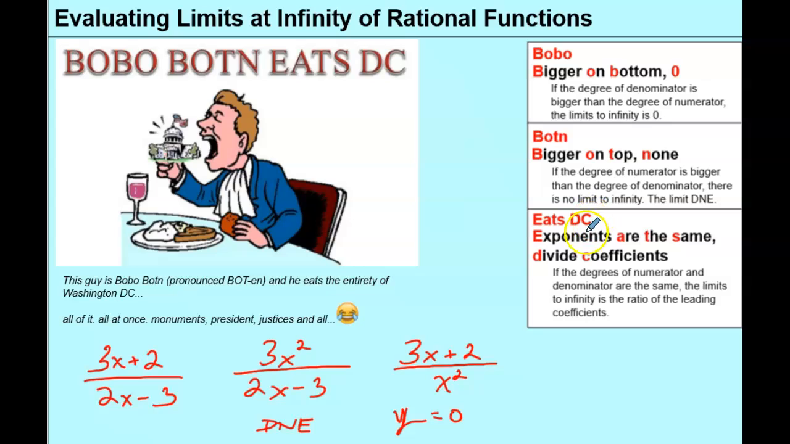Then EATS DC means exponents are the same, divide the coefficients. So in this example, (3x + 2)/(2x - 3), both the numerator and denominator are linear, so the exponents are the same, and we would divide the leading coefficients. 3 divided by 2, that would be the horizontal asymptote, which is the limit as x approaches infinity, either to the left or the right.